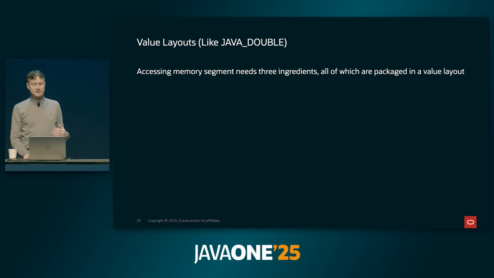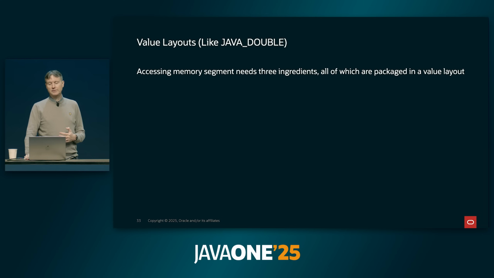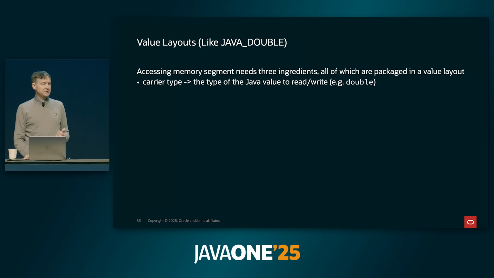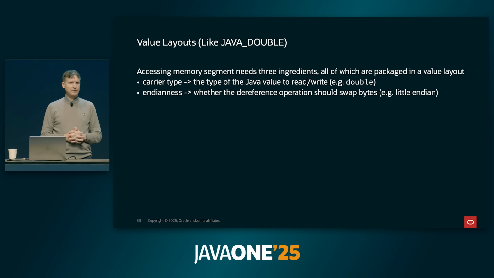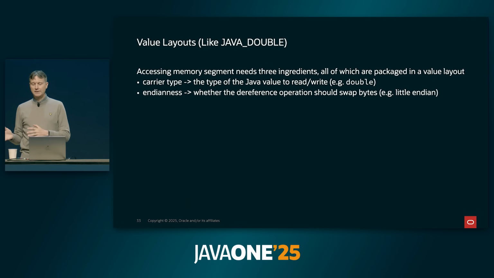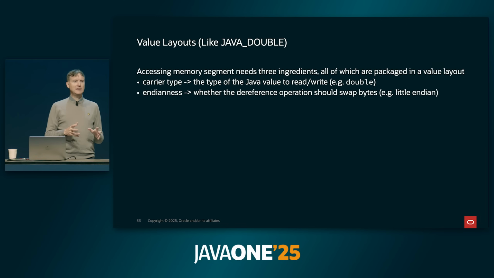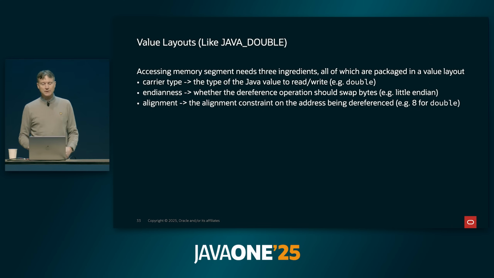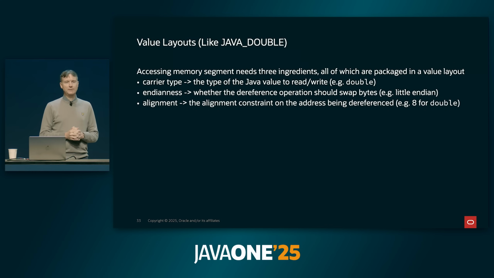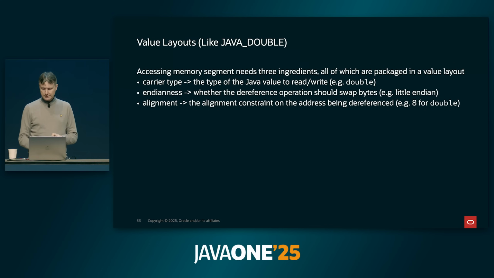And a value layout, like double, has several ingredients. It has a carrier type, in this case double.class. It has an endianness, because on different platforms there are different endianness. There are little endians or big endians. And even though you might run on a little endian machine like mine, Mac is a little endian machine, you might want to work with big endian, because that's the network order. And that can be automatically handled for you if you just set the correct endianness. And there is alignment constraints. This becomes important on certain platforms when you do atomic operations, for example.